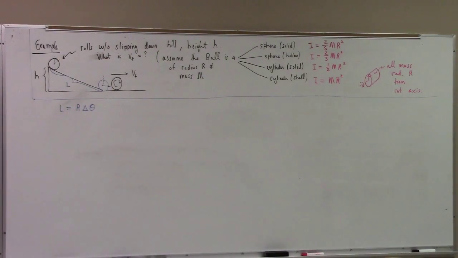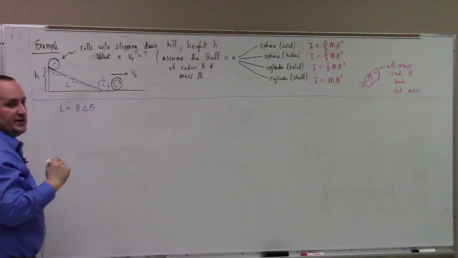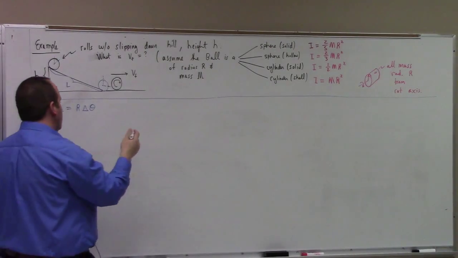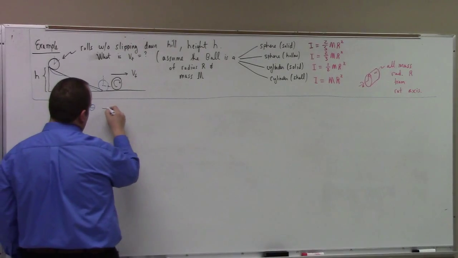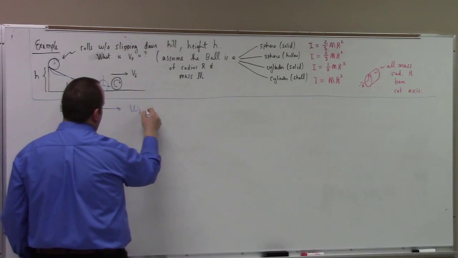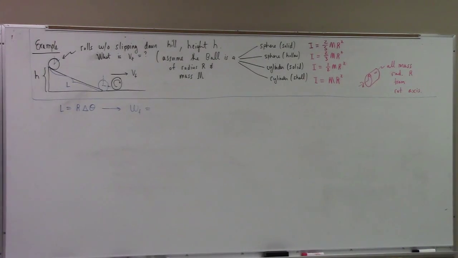I'm getting off topic. So the point is rolling without slipping means there's a connection between the final linear velocity and the final angular velocity. Let me get to the point here. Omega f is equal to how? The final angular velocity is related to the final linear velocity. How?